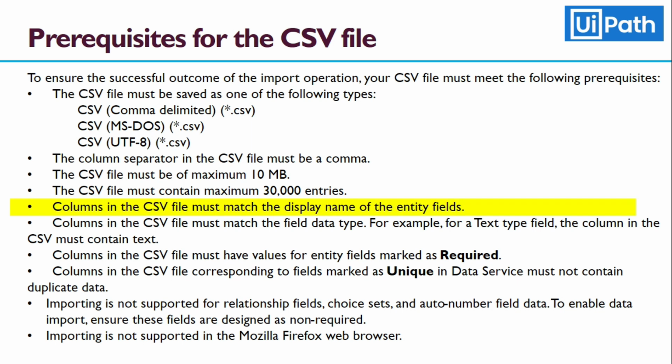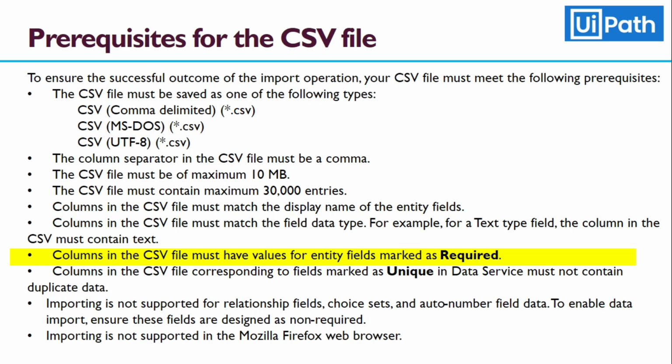Columns in the CSV file must match the display name of the entity fields. So the column should match the display name, not the field name, right? Columns in the CSV file must match the field data type. For example, for a text type field, the column in the CSV must contain text. You understood? If you have a field of type text, then you need to enter only text data. If a field is set to number and you are passing ABC text, then there will be an issue.